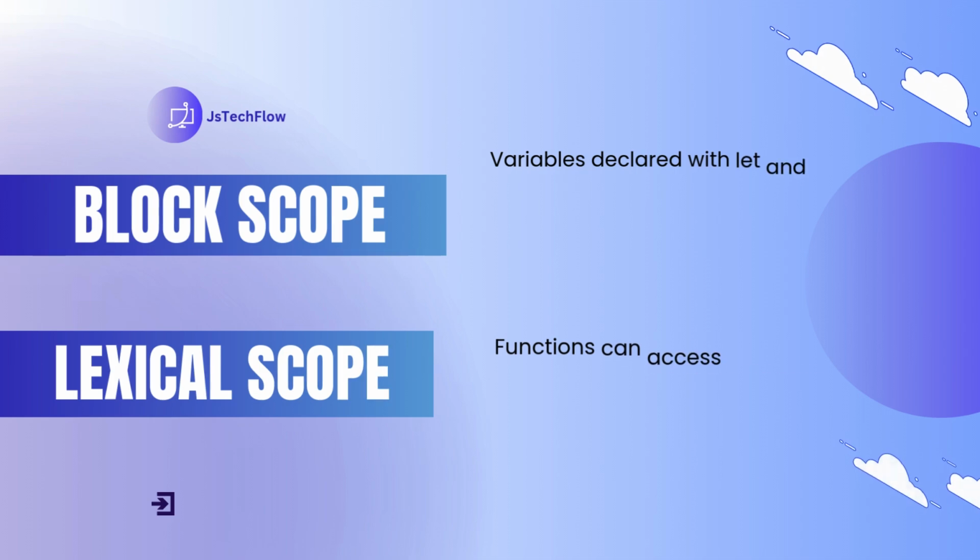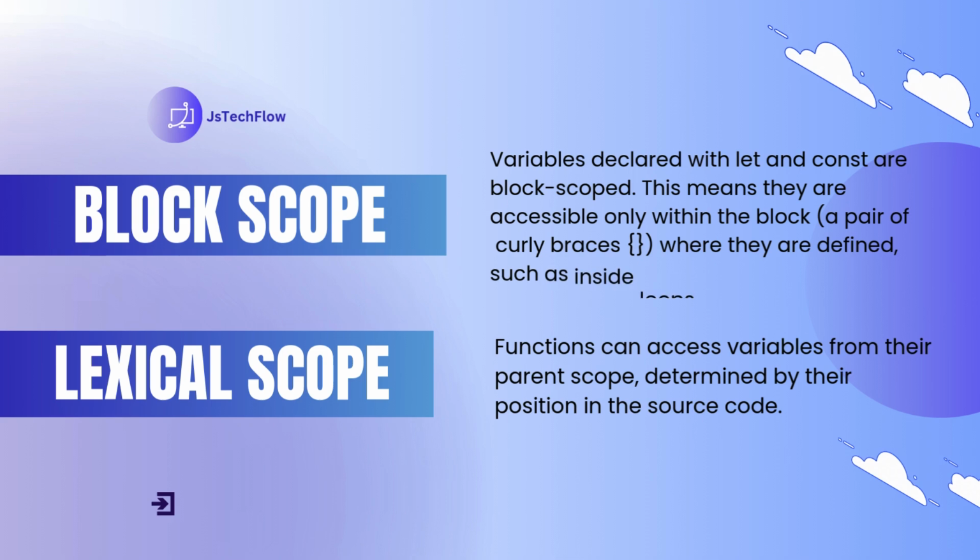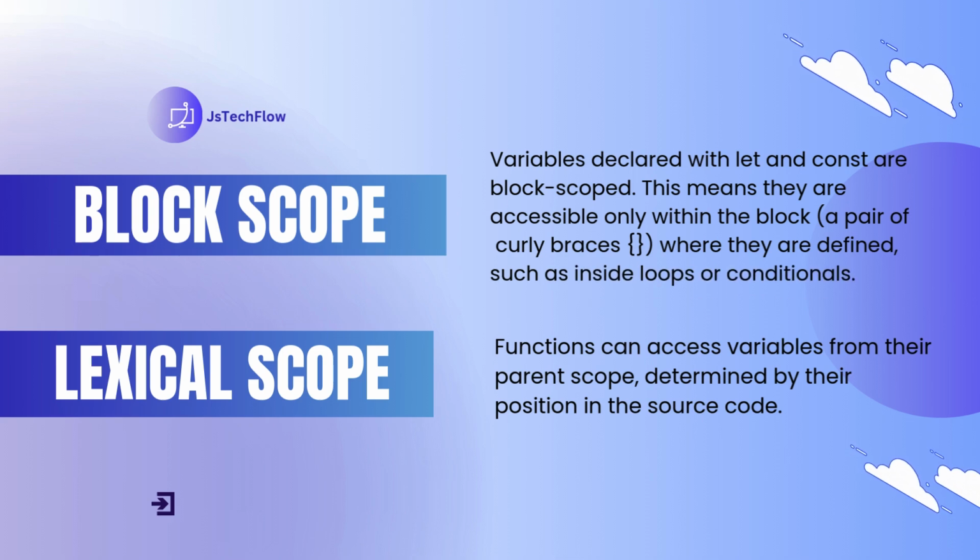Block scope. Variables declared with let and const are block scoped. This means they are accessible only within the block, a pair of curly braces, where they are defined, such as inside loops or conditionals. Lexical scope. Functions can access variables from their parent scope, determined by their position in the source code.